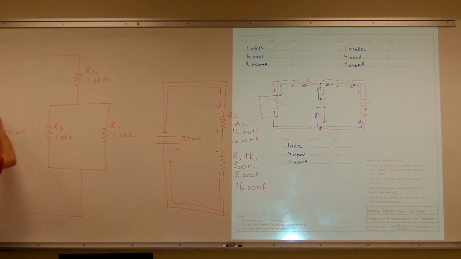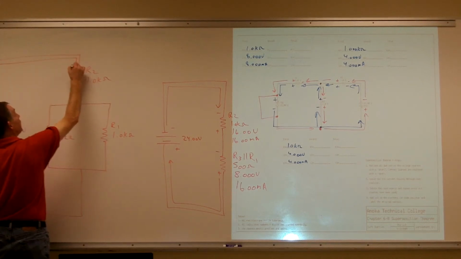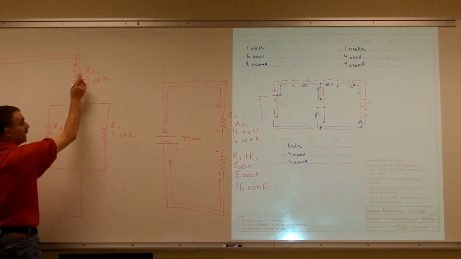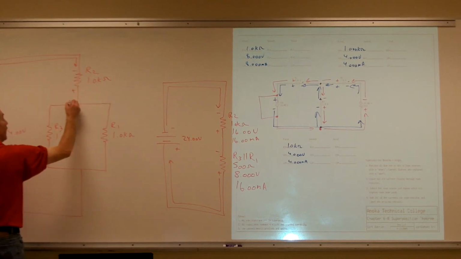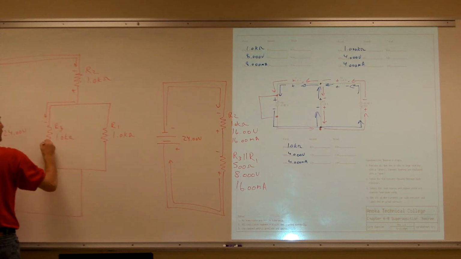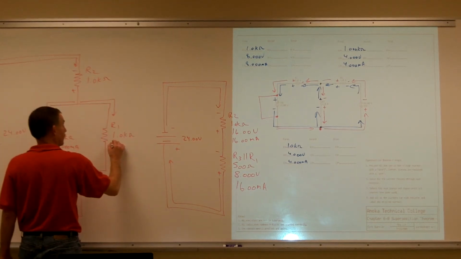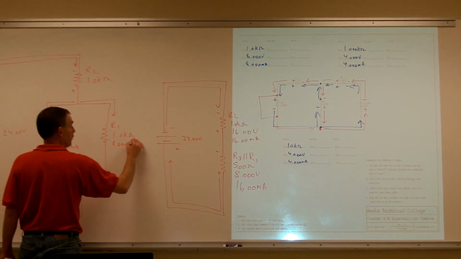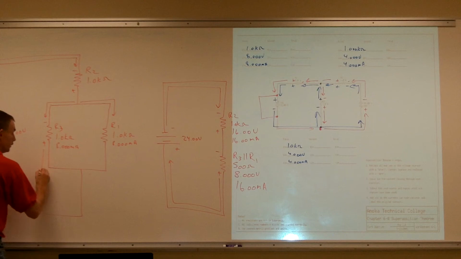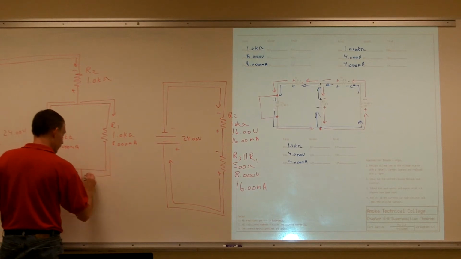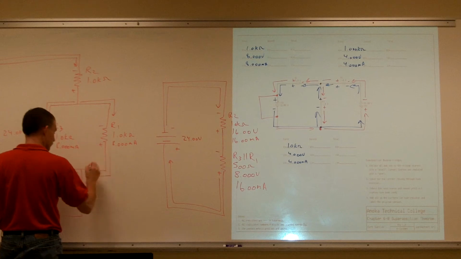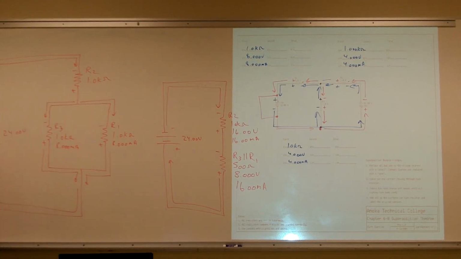What's the total current of this circuit? 16 milliamps. All the 16 milliamps is going through R2. Then it's going to divide up. Some of it goes through R3, and how much is that? 8 milliamps. The other half of that 16 goes through R1, which is the other 8 milliamps. Then those two currents combine, so I get my total current of 16 milliamps again, and then back up to my source.